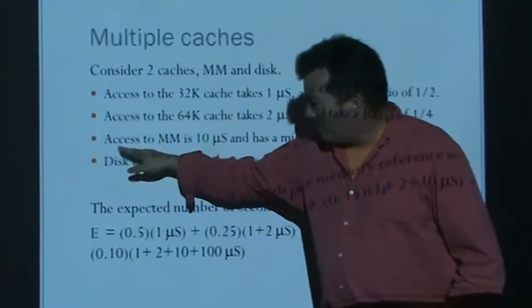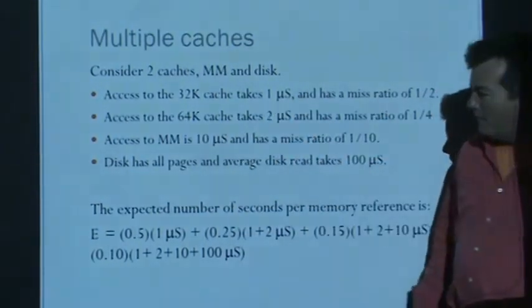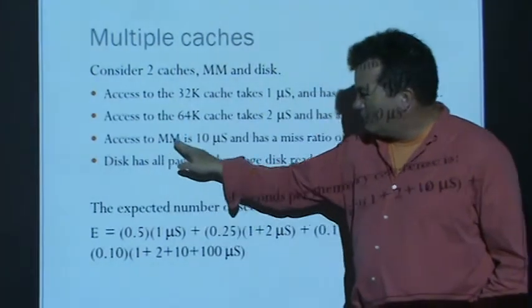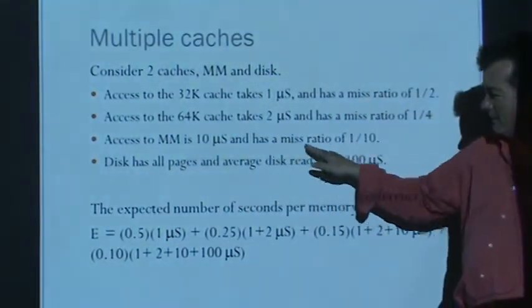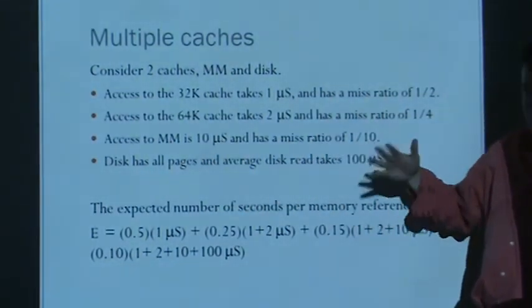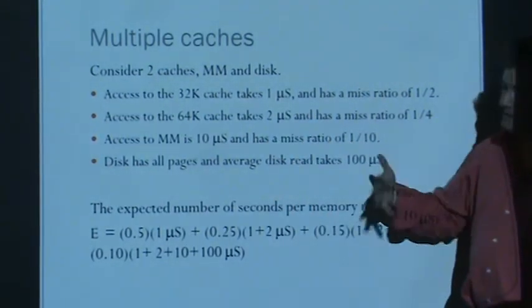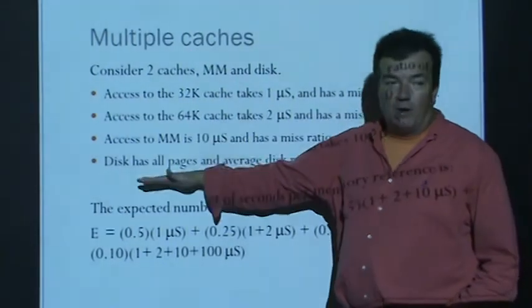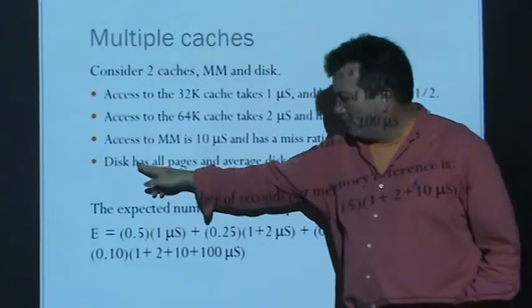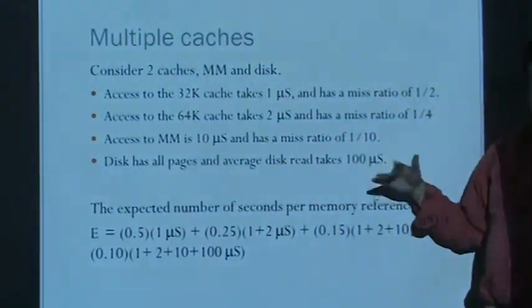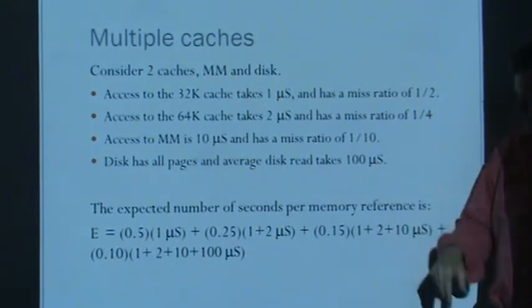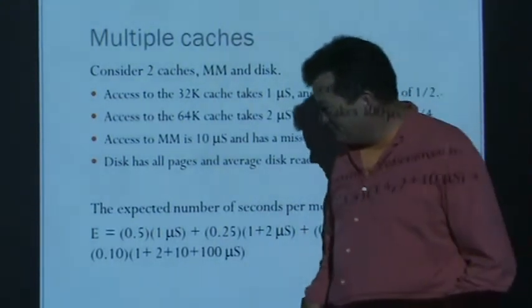And then main memory, as we're walking down our memory hierarchy, the access to main memory is 10 nanoseconds and has a miss ratio of 1/10. So 90% of the time, what we're looking for is in main memory. And then 10% of the time, it's nowhere in any of our memory hierarchy, and we have to go out to the disk drive. And disks take much, much longer than electronic memory, so let's say that takes 100 nanoseconds.